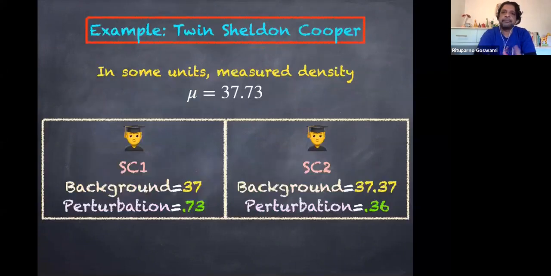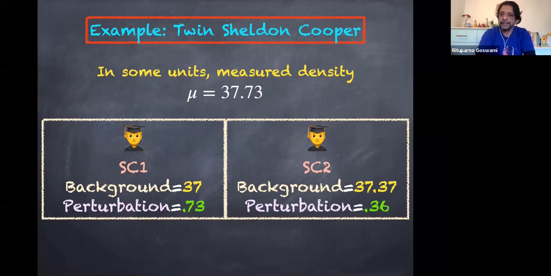So let me give you a very simple toy example of how it can create a problem. Let in a class there be a twin Sheldon Cooper, okay? And in some units, say, the measured density at a given space-time point is 37.73. Now, the first Sheldon Cooper will be very happy. He will say, this is absolutely fantastic because 37 is my number, 73 is the mirror image of my number, and so the background is 37 and the perturbation is 0.73.